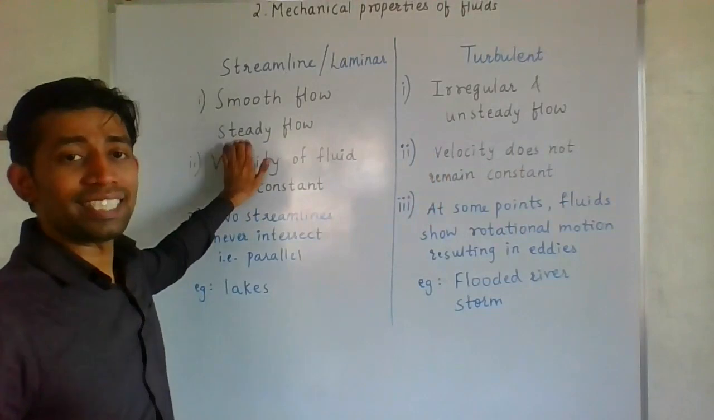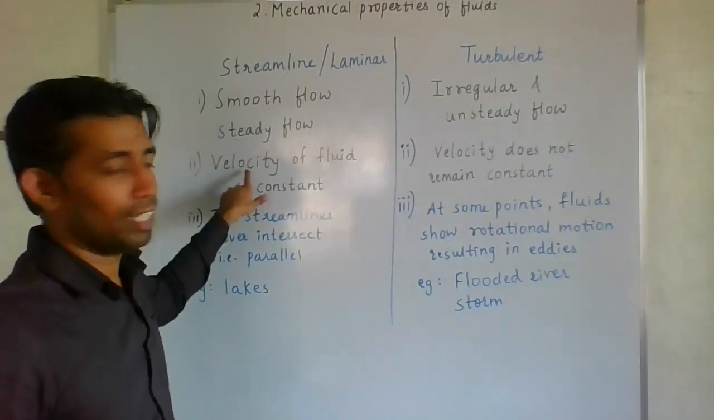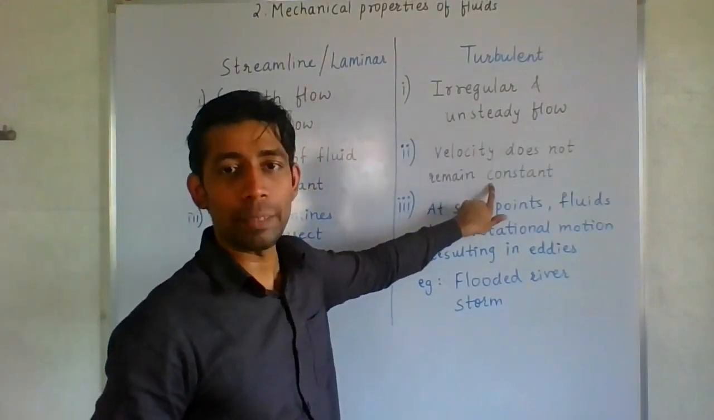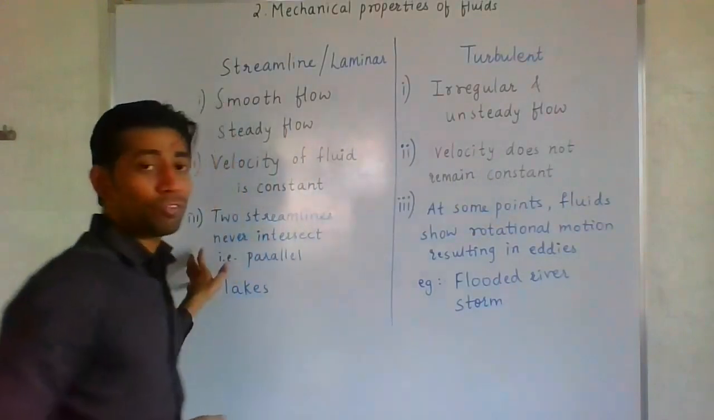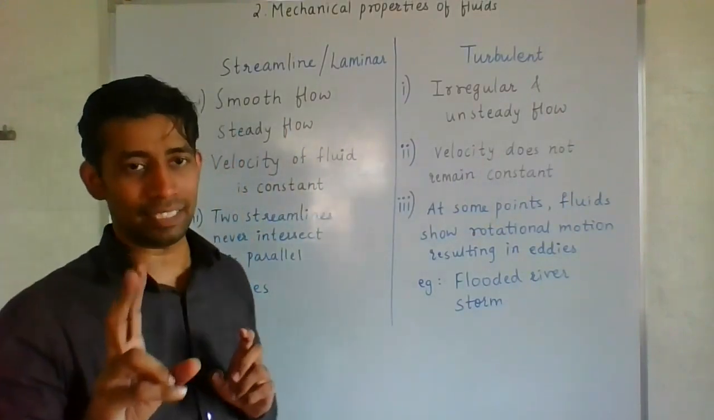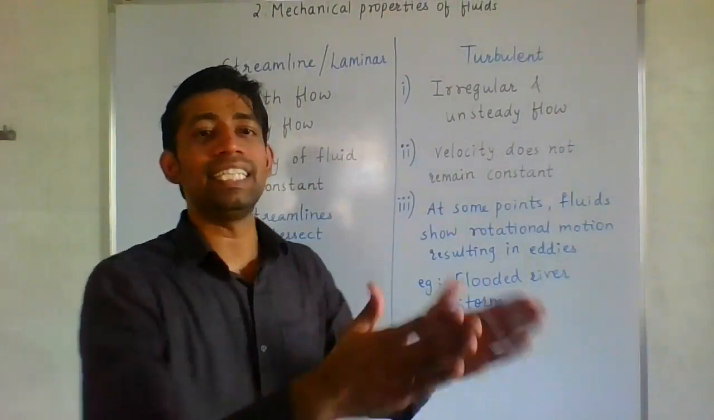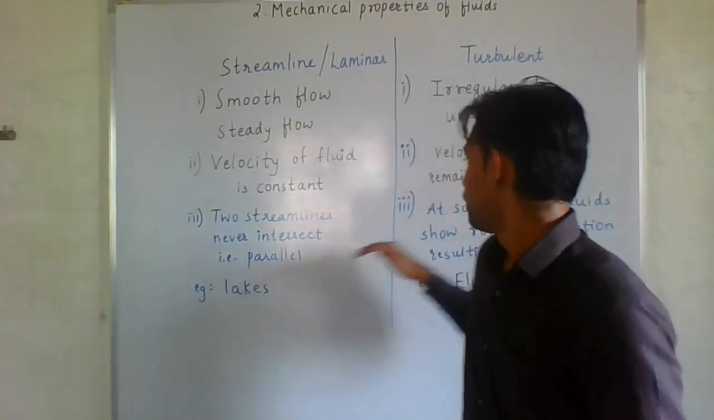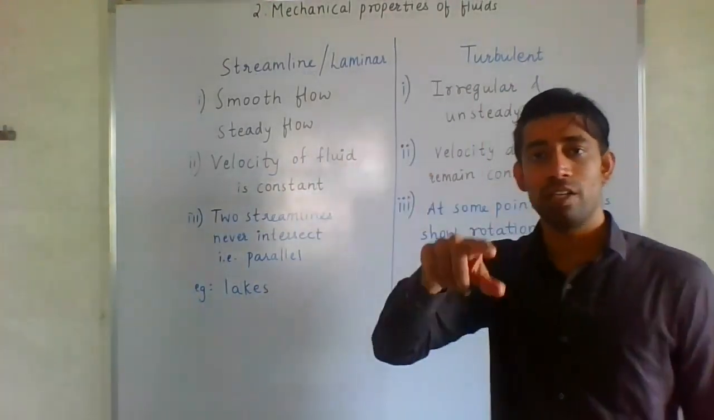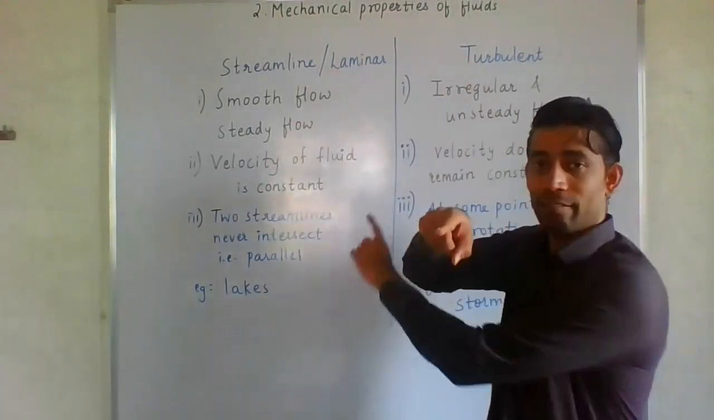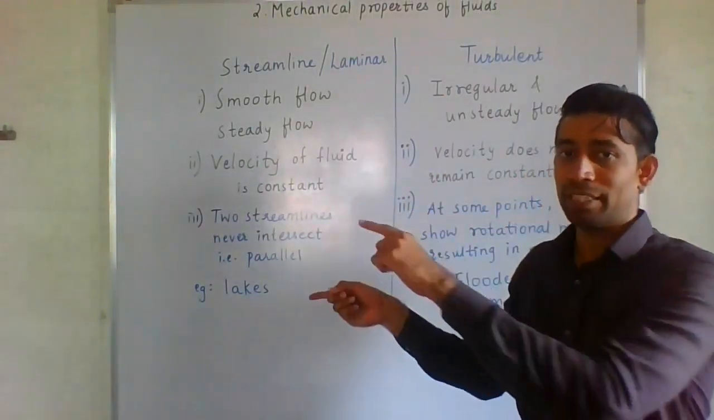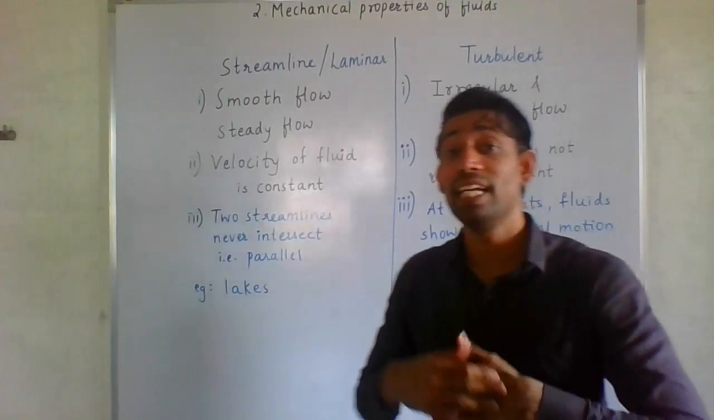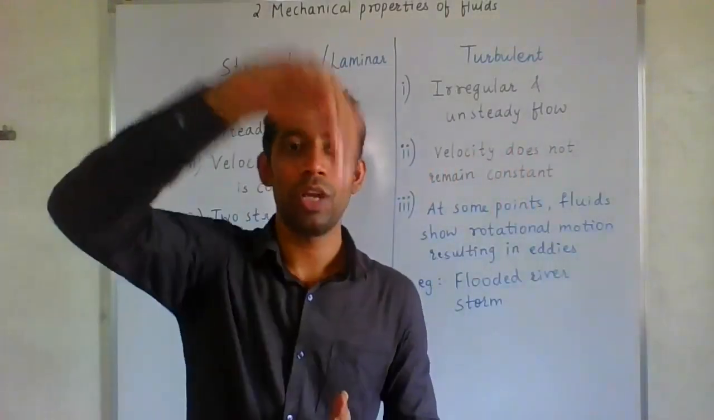Since the flow is steady, obviously the velocity will remain constant. Since the flow is unsteady, the velocity does not remain constant. In streamline flow, two streamlines, meaning two flow lines, will never intersect. They will go parallel. Whereas here, since there is some rotational motion, one streamline is coming like this, another is coming straight, so they will intersect. And this might result in eddies, where some circular motion is formed.